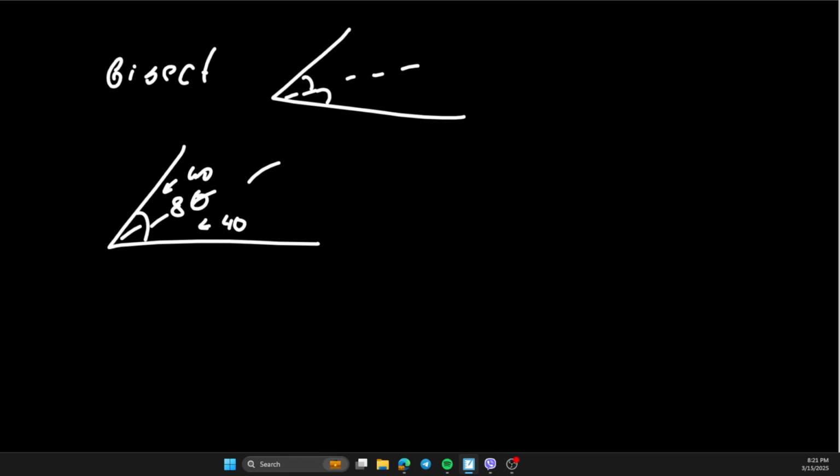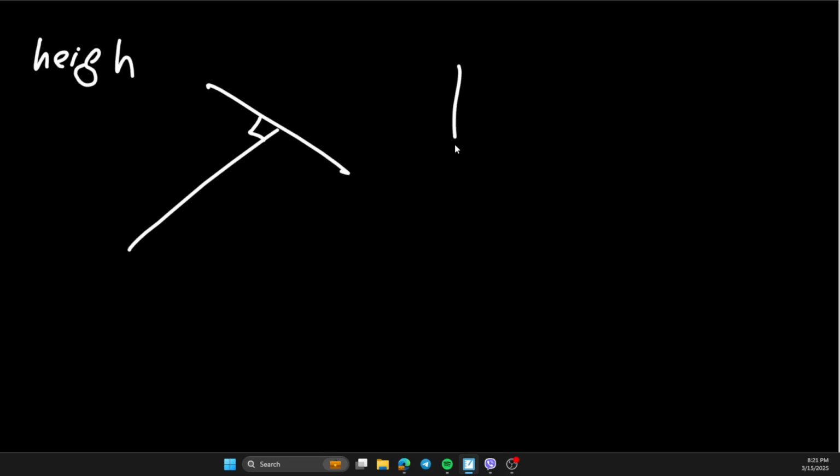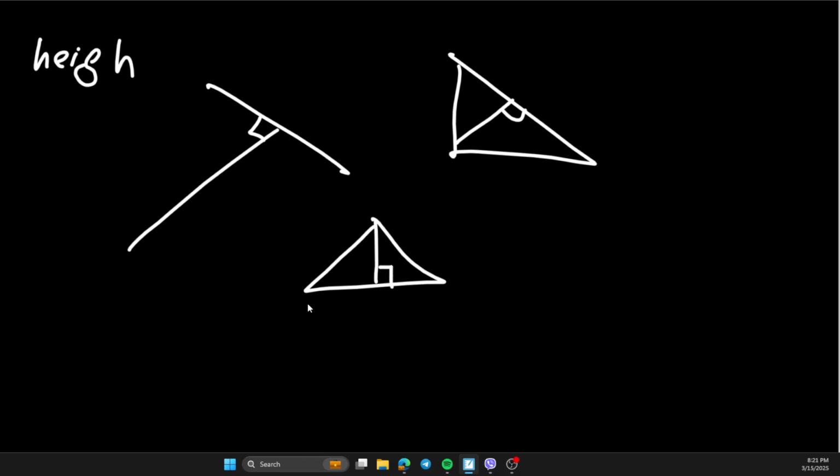Okay. Following the bisector, you have a height. The height is kind of simple. Every time it just forms a 90° angle. It doesn't matter where it falls, it must form a 90° angle. You might have it just like that. So this is the height. You might have it like this. This is the height. Or, I don't know, let's try.